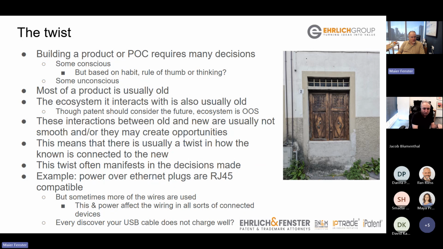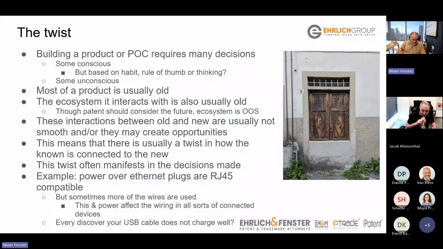There's something called power over Ethernet, where your Ethernet cable also provides power to the Ethernet device. It's common, for example, in Wi-Fi range extenders. And the plug is RJ45 compatible. So that is not going to change. But in order to work better with power, there's changes. Sometimes you use more of the wires than you usually use in Ethernet. Sometimes you have extra power circuits or protection circuits in the network on the end device.